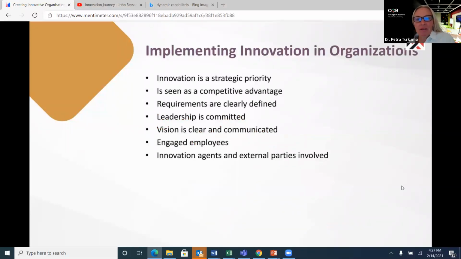So let's say then about innovation. How do we implement these innovative organizations? So first of all, innovation is a strategic priority. So it is there, it's mentioned in the strategy and in operational way, not just on the website.